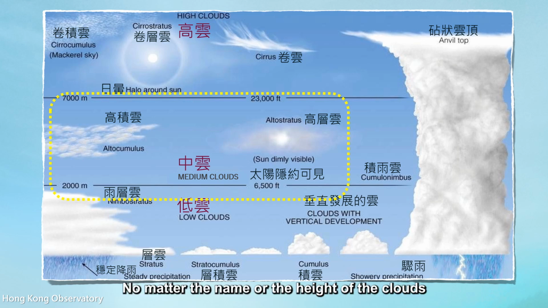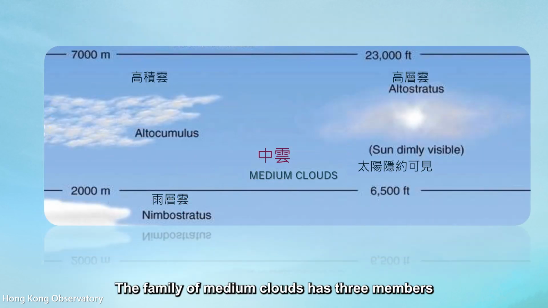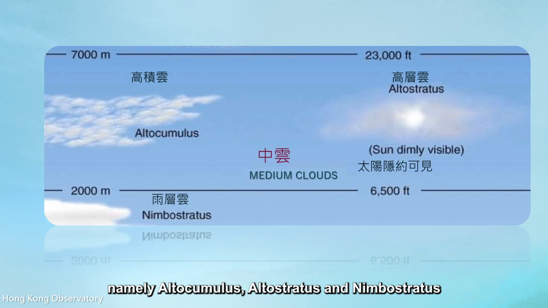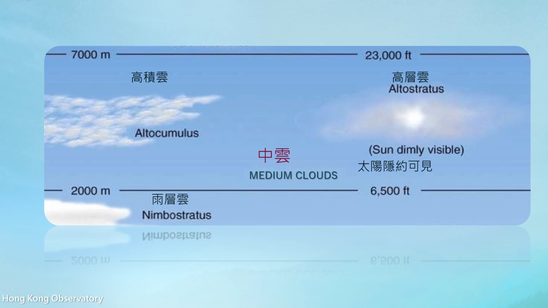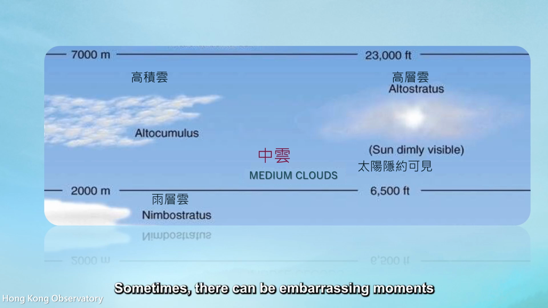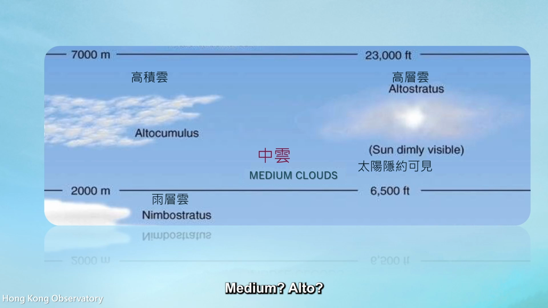No matter the name or the height of the clouds, there is a slight difference with the title of medium clouds. The family of medium clouds has three members, namely Altocumulus, altostratus, and nimbostratus. They aren't the highest among all clouds, but they have alto in their names, which means high. Sometimes there can be embarrassing moments, such as when someone says medium cloud altostratus. Medium? Alto? So is it a medium cloud or a high cloud?